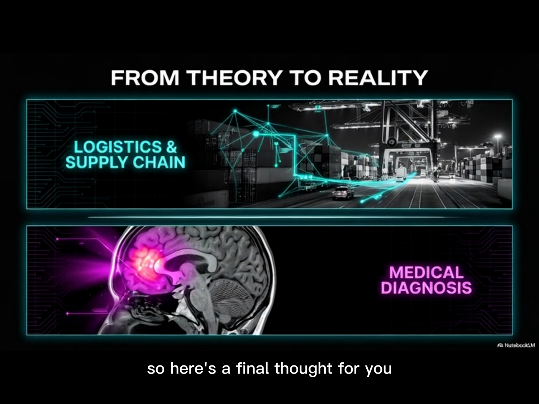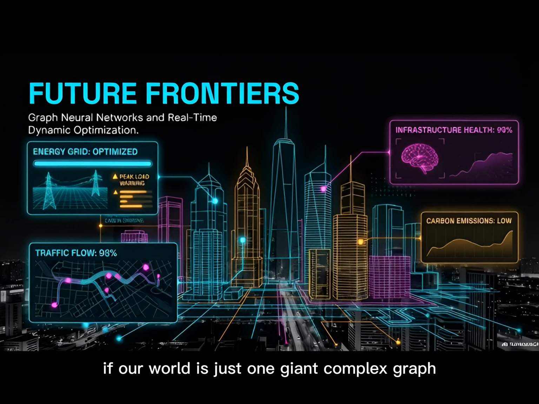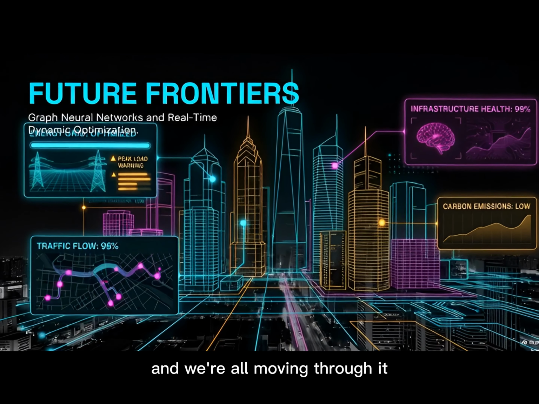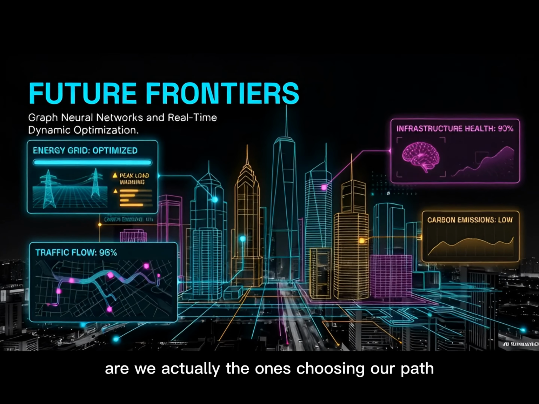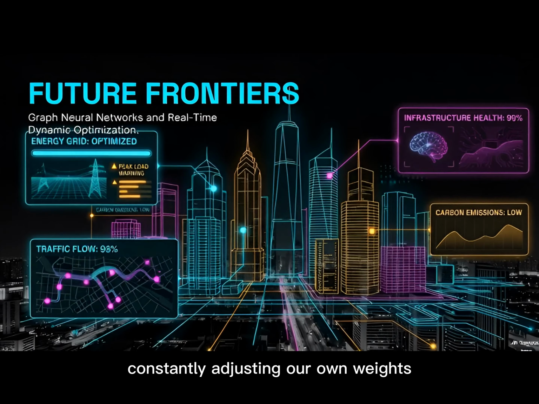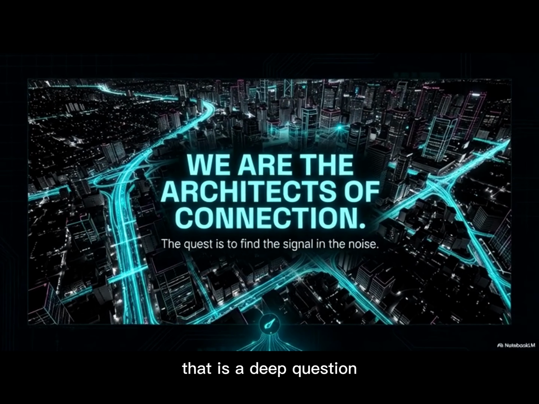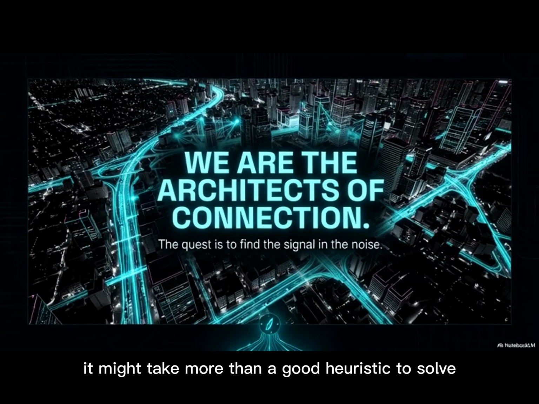So here's a final thought for you. If our world is just one giant complex graph and we're all moving through it, are we actually the ones choosing our path? Or are we just nodes constantly adjusting our own weights to fit some larger algorithm? That is a deep question. It might take more than a good heuristic to solve that one.